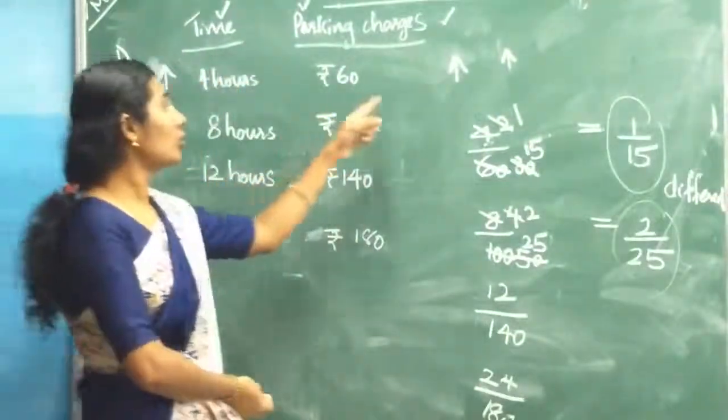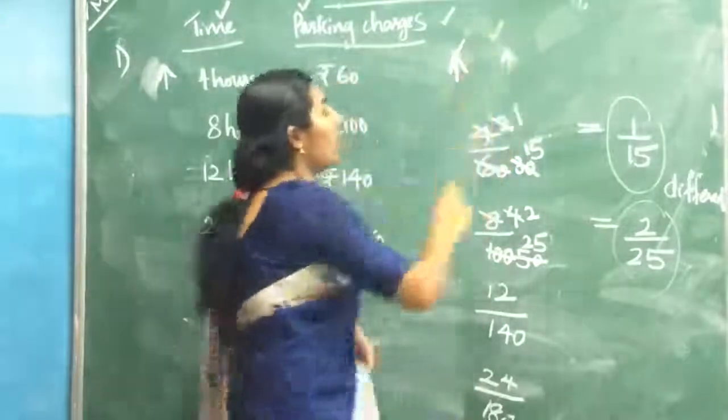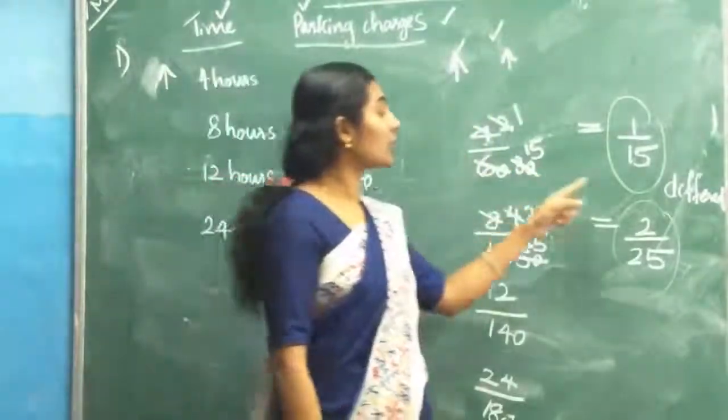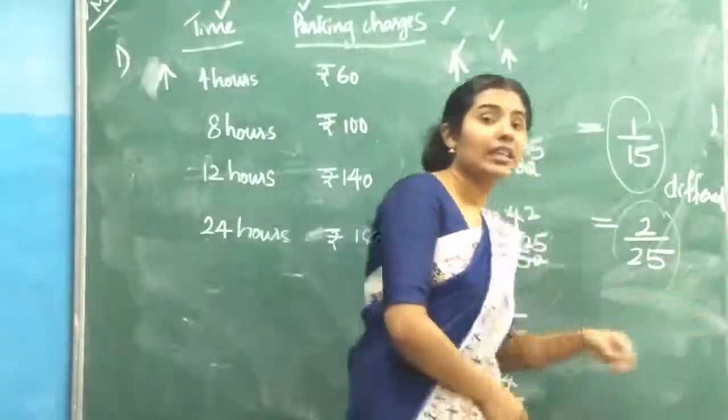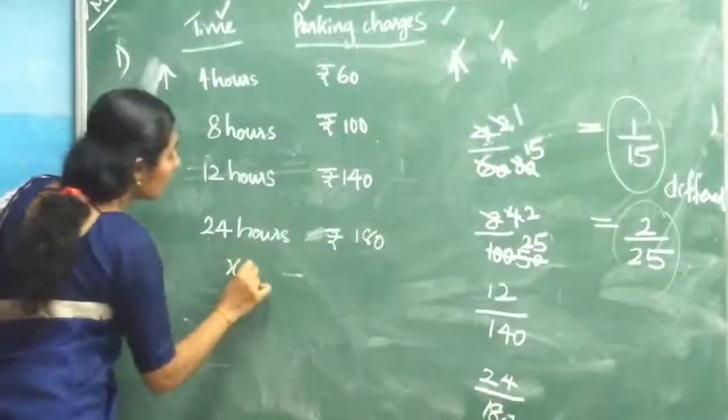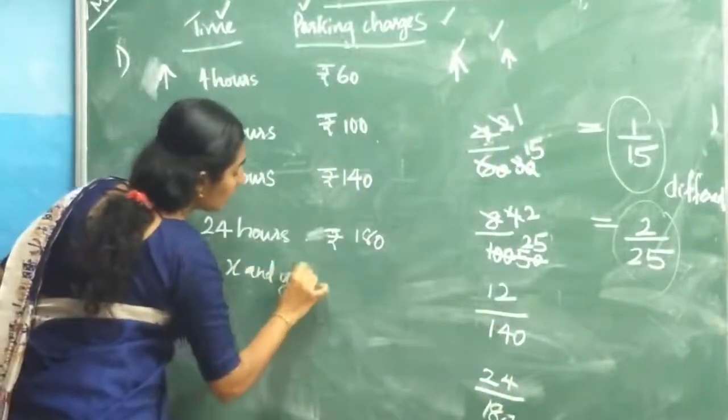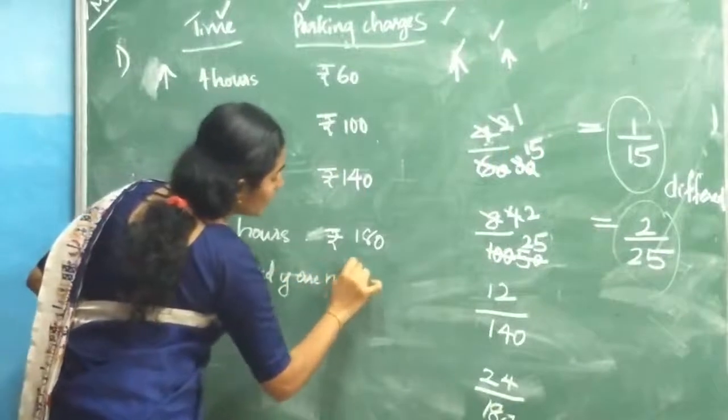Again you see, the two quantities are increasing, and when you take the ratios they are different. So what can you say? x and y are not in direct proportion.